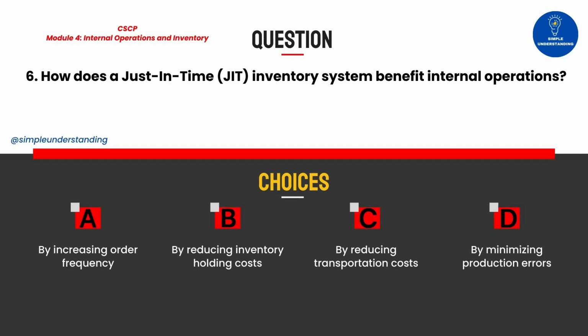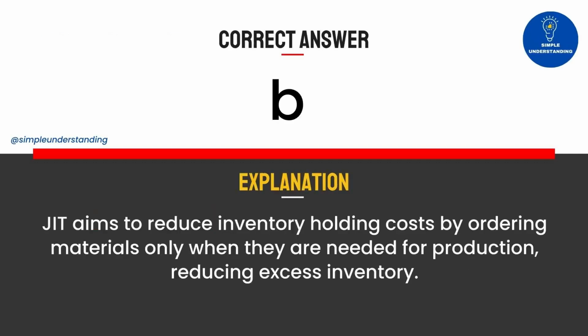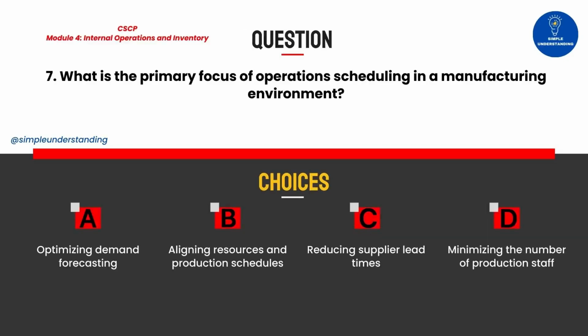A. By increasing order frequency. B. By reducing inventory holding costs. C. By reducing transportation costs. D. By minimizing production errors. Correct answer B. Explanation: JIT aims to reduce inventory holding costs by ordering materials only when they are needed for production, reducing excess inventory.